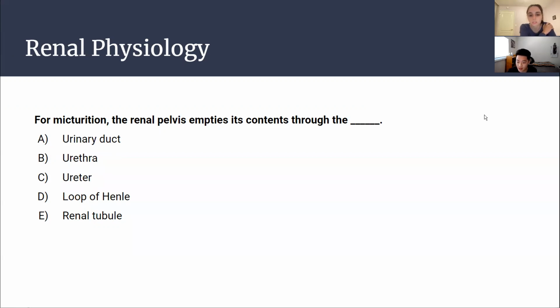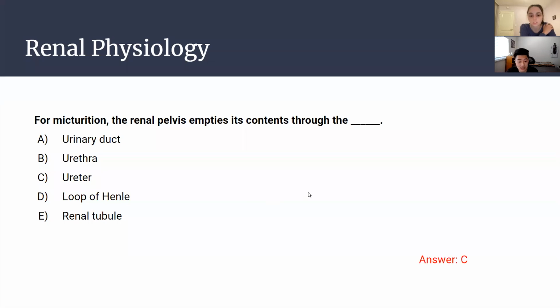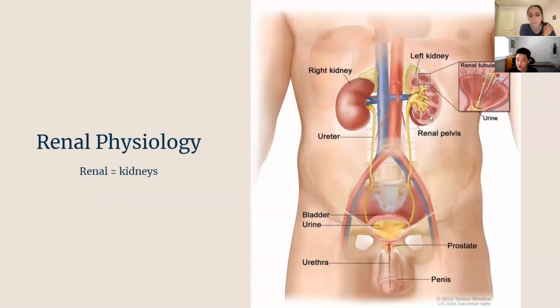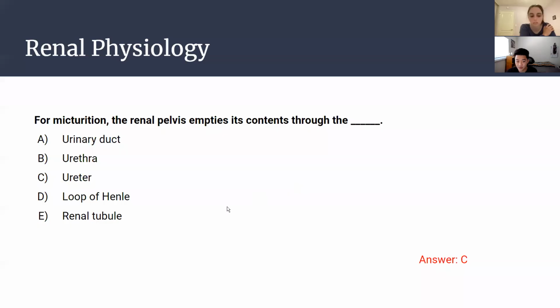Okay, so we're good on that. The correct answer is C, the ureter. Let me go back to the previous slide. Urine is dumped through the renal pelvis, and after the renal pelvis, it goes to the ureter. There's no such thing as a urinary duct, and the urethra is where urine exits our body. So for micturition, when urine is produced, it goes to the renal pelvis and then goes to the ureters. The correct answer is C for this question.